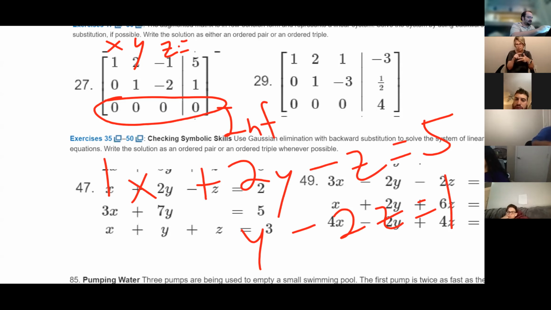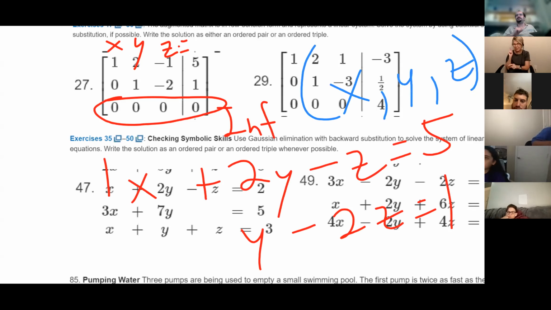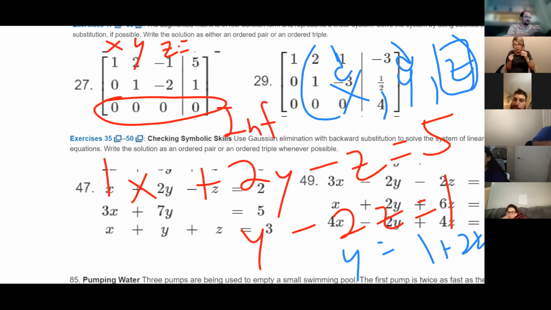And then what is my next strategy? I want to get things in what sort of thing? What does my solution look like? Solve or work from the bottom up. So solve for y. It looks like my solutions, when I'm talking about three different variables, look like ordered triples. My z is my z. Now I'm solving going back up this way. My y is equal to what? Right. I'm just solving these things. 1 plus 2z, or 2z plus 1.